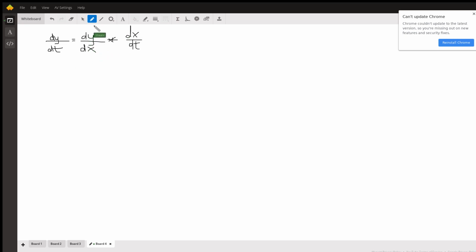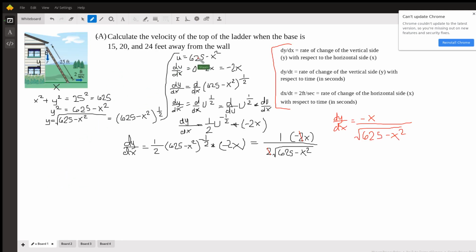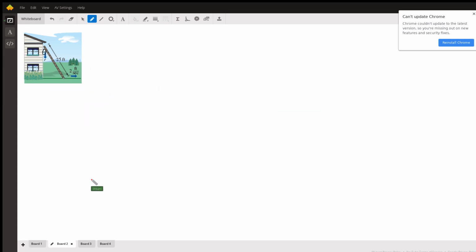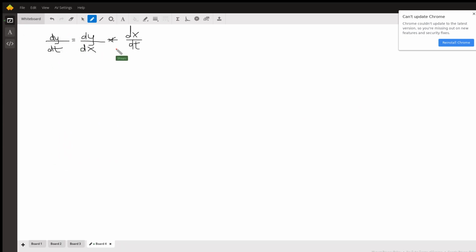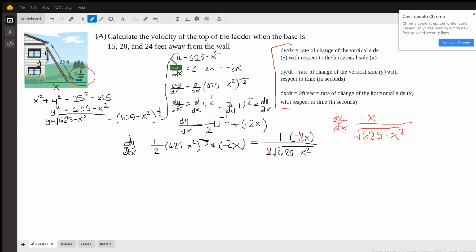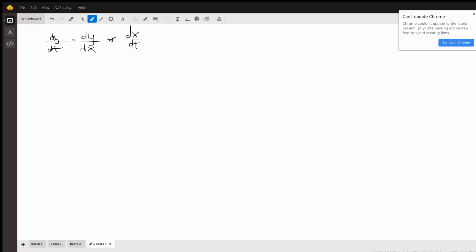Notice when we derive this expression, notice how the dx's cancel out, and you're left with the dy on the top, the numerator, and the dt at the denominator. So I just wanted to point that out. So going back to our problem, dx over dt is the rate of change of the horizontal side with respect to time, which is 2 feet per second, if you recall in the problem. So the question is basically asking us to calculate dy over dt, the rate of change of the vertical side when the base is at 15, 20, and 24 feet away from the wall.